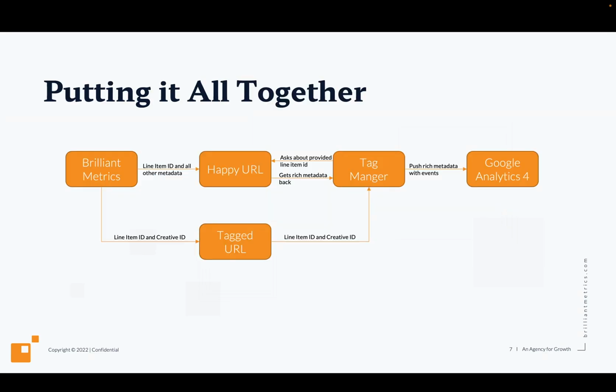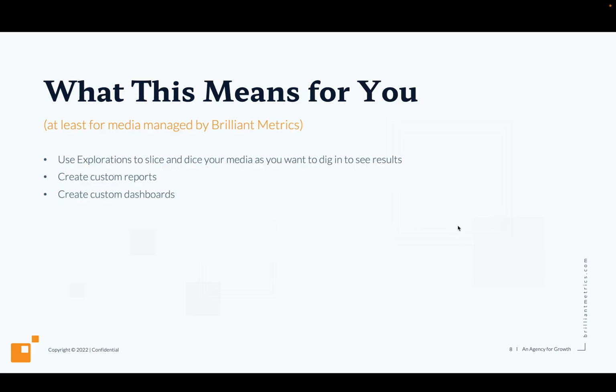So putting it all together, Brilliant Metrics, our reporting infrastructure, pushes the line item and all of its relevant information up to Happy URL. And then we tag all of our URLs with a line item ID and a creative ID. When somebody clicks on that tagged URL, Tag Manager will go and ask Happy URL for all of the relevant information about that line item ID. It'll get back all of that rich metadata, and it'll push all of that rich metadata along with events into Google Analytics 4.